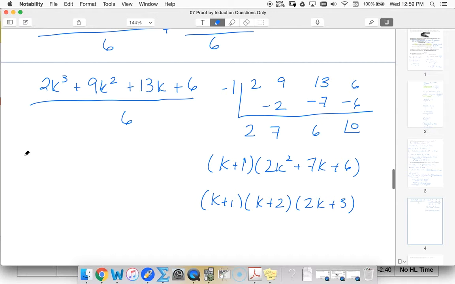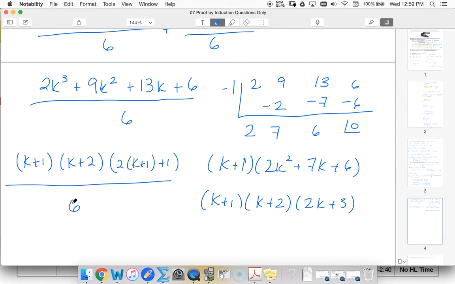All right, that means I can rewrite this as k plus 1 times k plus 2 times 2k plus 3, and I can separate this back out as over 6, which equals my right-hand side. So I've proven it to be true.